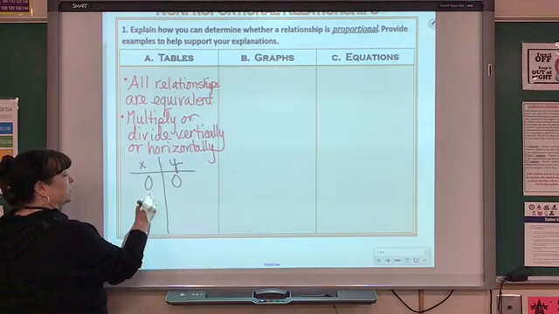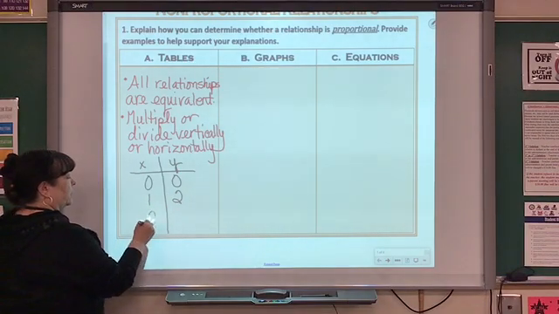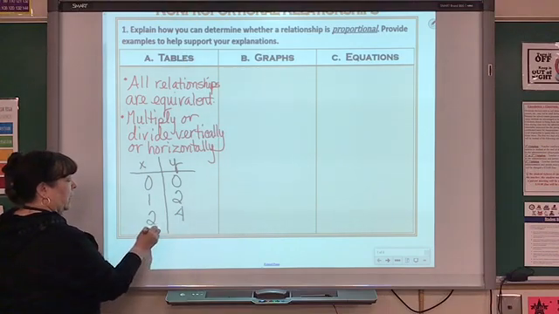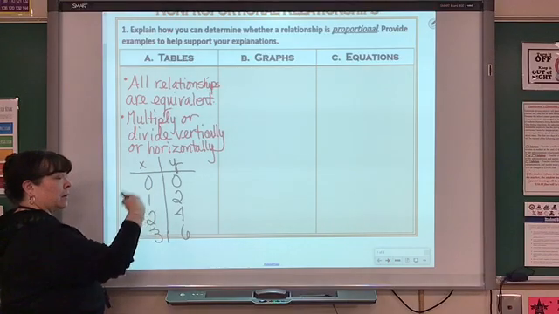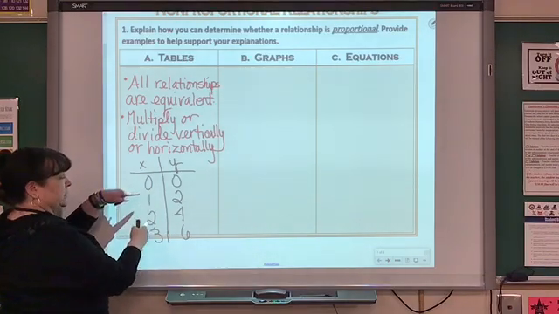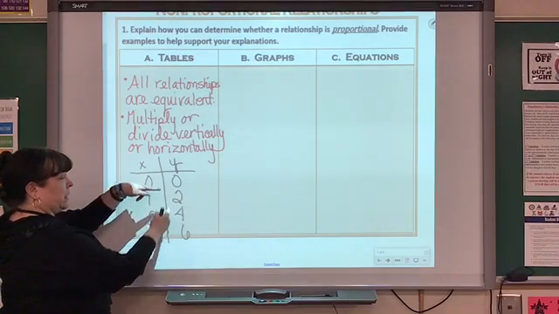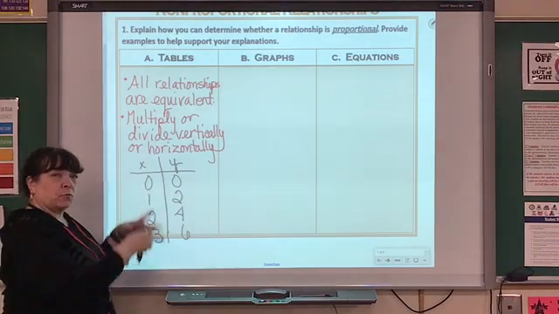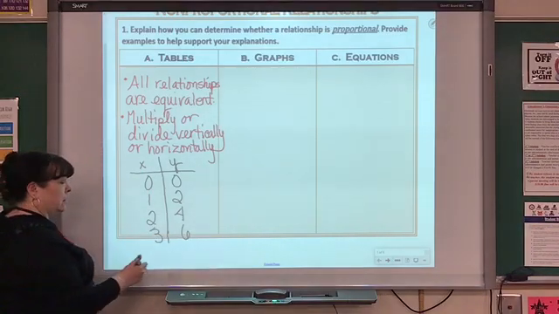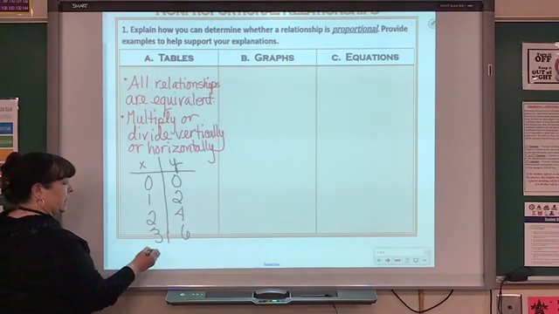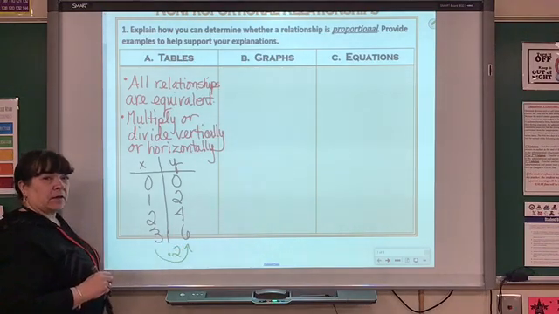But if we have something like this, where 1 and 2 match together, then 2 would be 4, and 3 would be 6. We can see some vertical: 1 times 2 is 2, 2 times 2 is 4. 1 times 3 is 3, 2 times 3 is 6. It works vertically, but also we do have the horizontal. If I take each of these and multiply them by a factor of 2, they all end up being the same way.